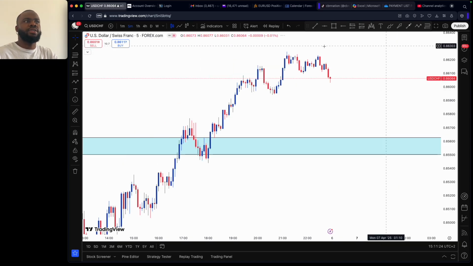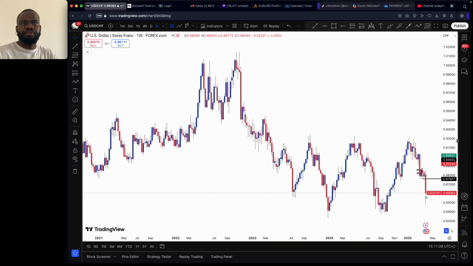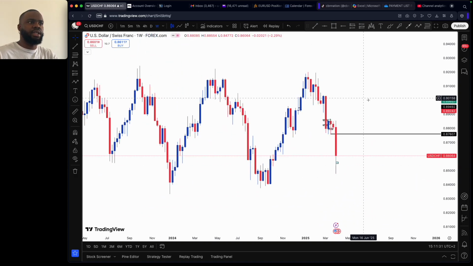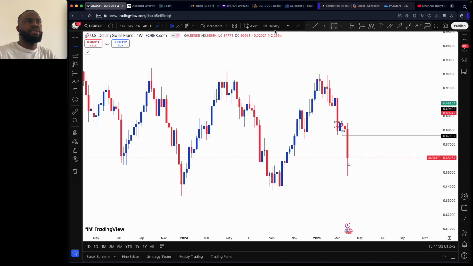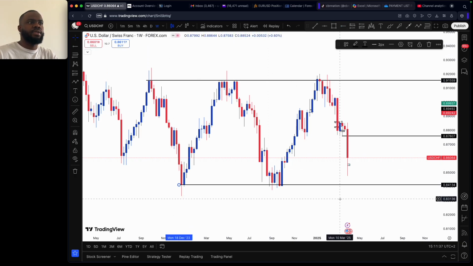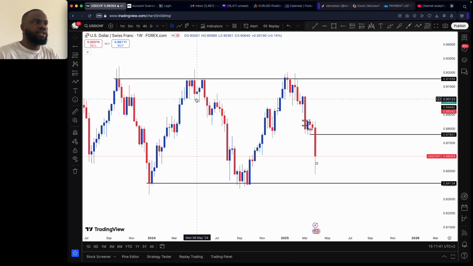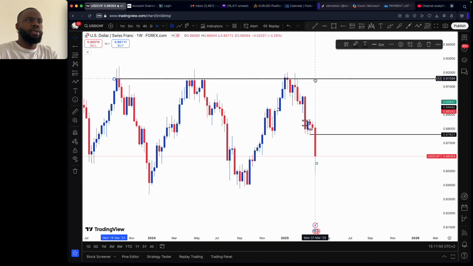Then I have USD CHF. So USD CHF on the weekly is bearish, but as you can see, the weekly time frame has been inside this whole range. So we trade from this range to this range, then we trade from here to here, from here to here. Now currently we are trading again from here, maybe down to this support on the weekly.